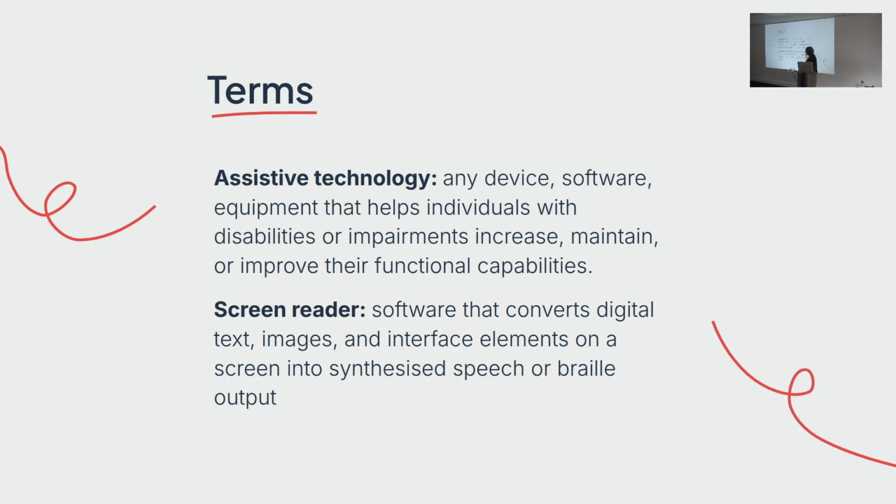But a couple of terms first, in case you don't know them. Assistive technology is any device or software or equipment that helps folk with disabilities or impairments increase, maintain, or improve their functional capabilities. An example of that is a screen reader, which is a piece of software which converts text in the form of images or interface elements from the screen into synthesized speech, or braille, actually. And we'll hear an example of how that sounds later.